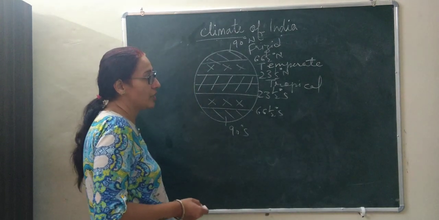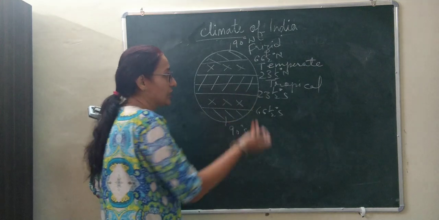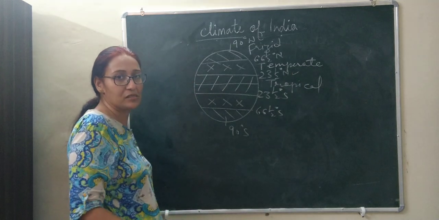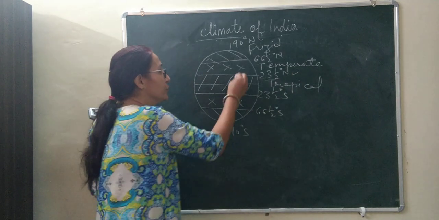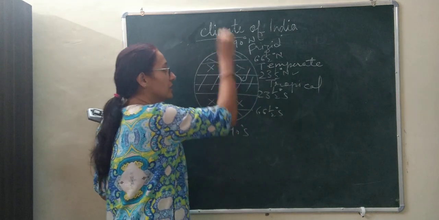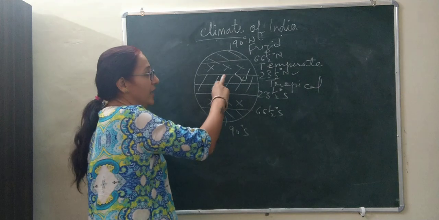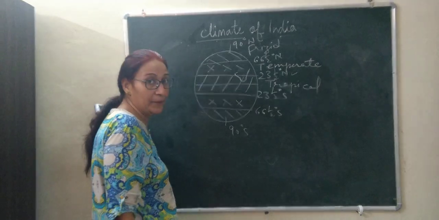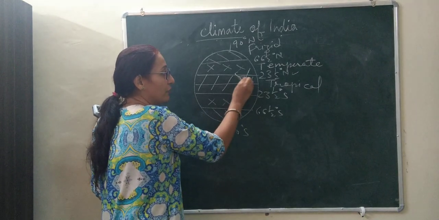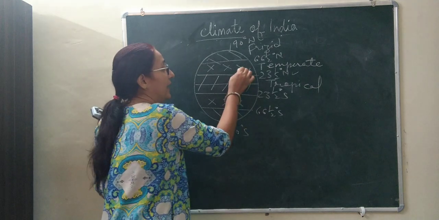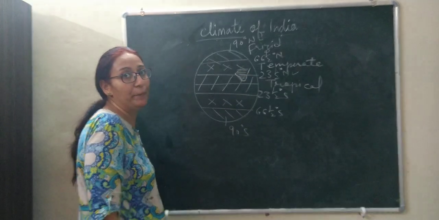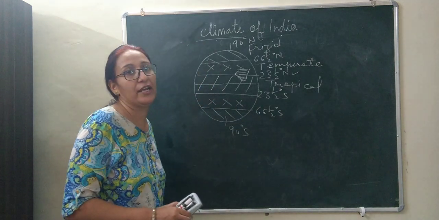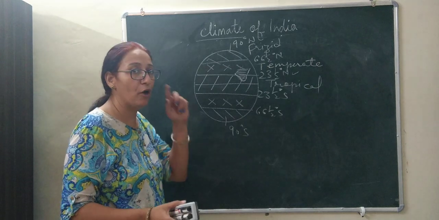And if I draw a rough sketch of India here, as we all know, 23.5 degrees north, or the Tropic of Cancer, passes through the middle of India. So here is India, through the middle of which the Tropic of Cancer passes. As a result, the southern part of India lies in the tropical belt and the northern part lies in the temperate belt. So most part of India lies in the tropical belt. That's why India experiences tropical monsoon type of climate.